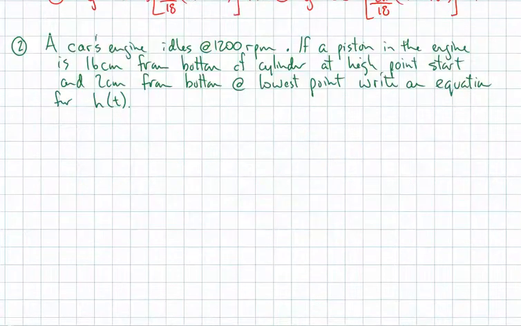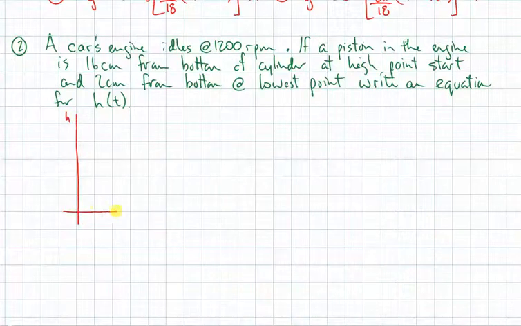Here's an application. There's a car engine that's idling at 1200 RPM. It's a little bit high, but it'll serve our purposes. There's a piston, a moving part in the engine, and it rises and falls inside of a cylinder. We're told that it's 16 centimeters from the bottom at its highest point, and 2 centimeters from the bottom at its lowest point. We'd like to write an equation for height as a function of time.